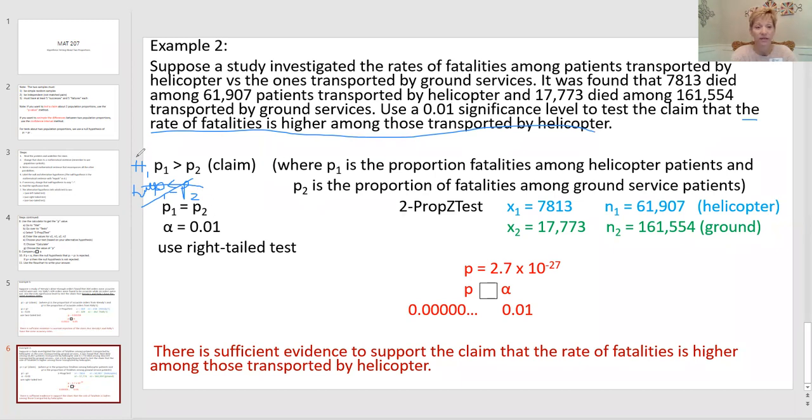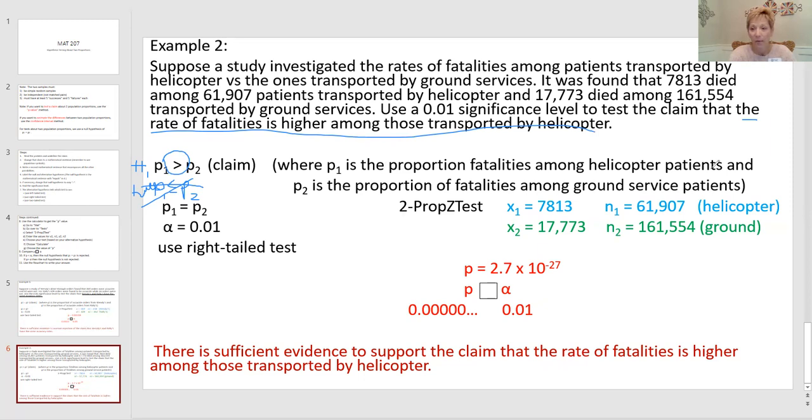Remember, I look at my alternative. It's got greater than in it. So that's how I know I'm running a right tail test. Okay, now I go to my machine. I'm doing proportion for 2 samples. So I go to stat, I go over to test, and I pick 2 proportion z-test.